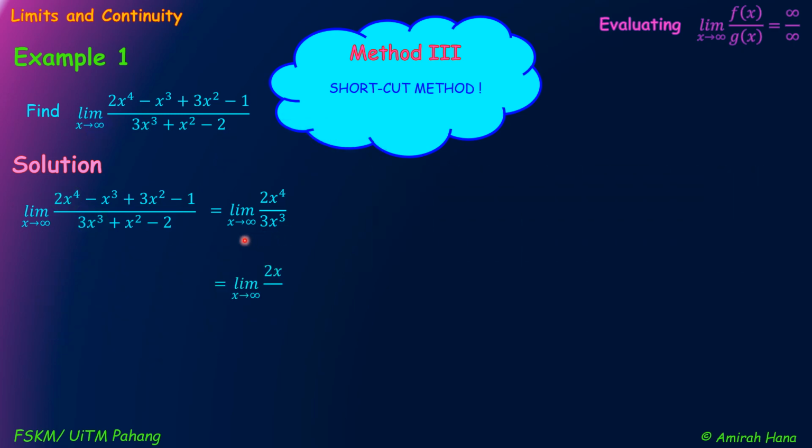After that, we simplify x to the power of 4 and x cubed, so we get the limit as x approaches infinity of x over 3. Then, we can move out the constant 1 over 3 from the limit expression under properties of limit. So we get 1 over 3 times the limit of x, which is 1 over 3 times infinity, which equals infinity. This is the final answer. But remember, we can only use the shortcut method for limits at infinity. Never apply this method if we have a limit as x approaches any value.